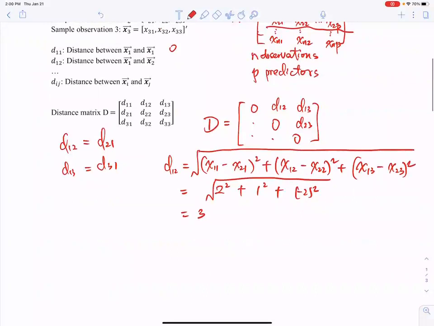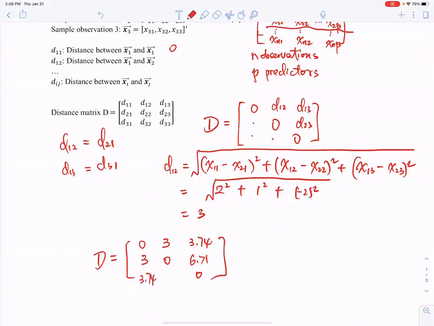And same for D13 and D23. So in the end, we will get the distance matrix that is 0, 3, 3.74, and 6.71, with 0 on the diagonal. Because it's symmetric, the lower entries are 3, 3.74, 6.71.